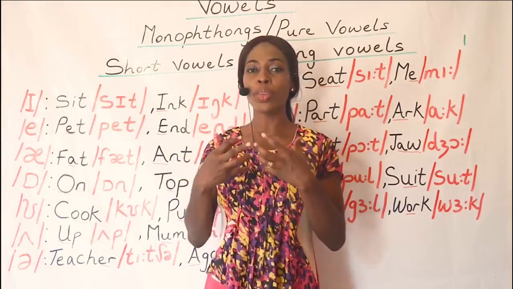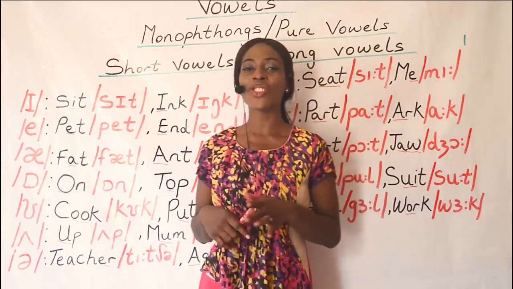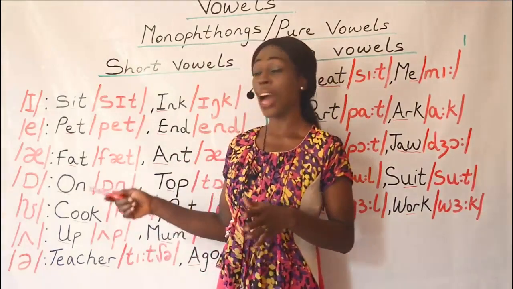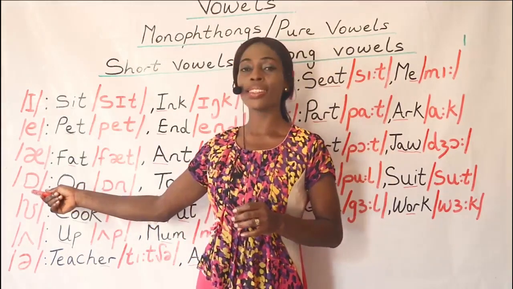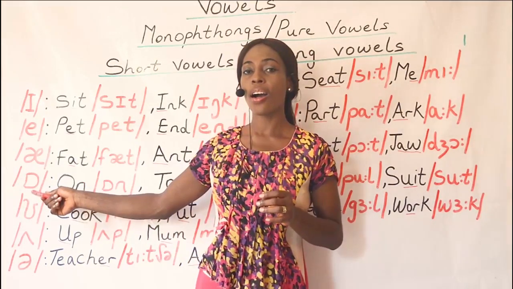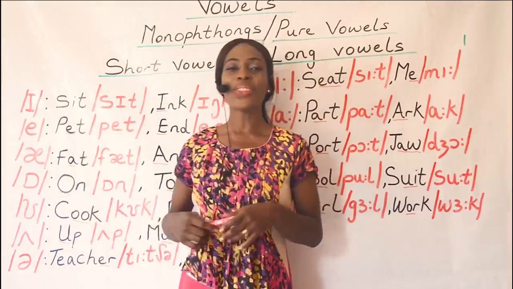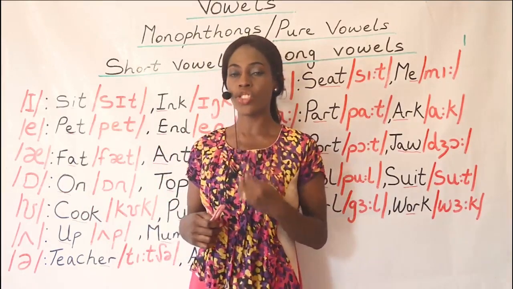Your mouth must be open. Make use of your mouth. Don't keep quiet. Okay, the next short sound we have is the sound for letter O. The short sound for letter O, and it is o. Now, this sound is also produced with the lips in neutral position.